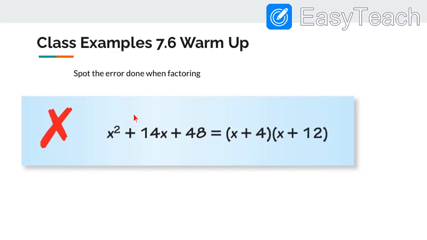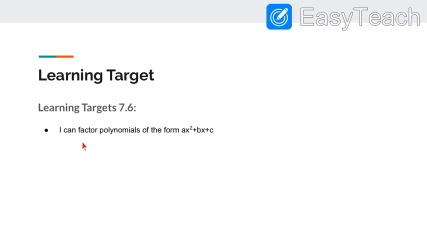With this one, again we want to spot the error that was made when factoring this one. Once you've spotted this error, make sure you put it onto our Canvas page as well as in your notebook. The goal for today is just to figure out how we factor these, and we factor these by using some new methods. You'll see what those methods look like in just a second.